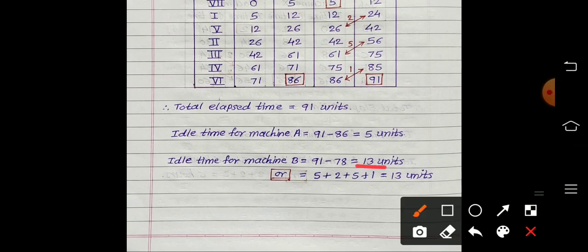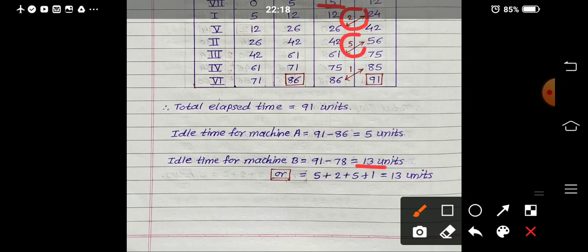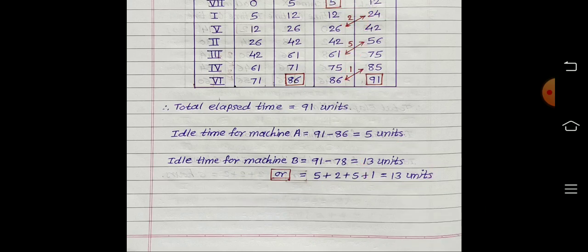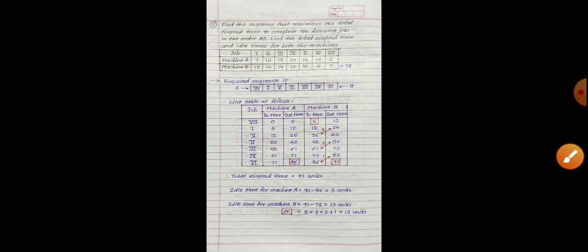Or the second method. The second machine starts from 5 hours. So 5 plus your differences, 2, 5, 1. Check that. 5 plus 2 plus 5 plus 1. What is the answer? 13 units. The answer is not changed. The answer is the same. So use any one method for solving this type of question.